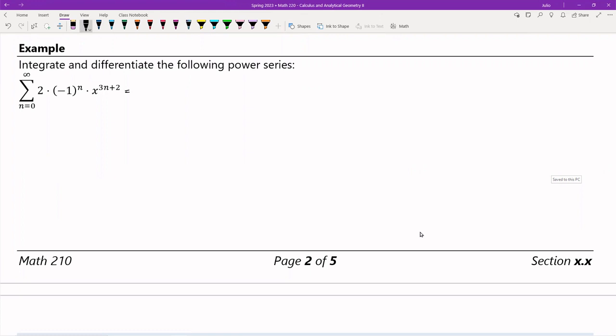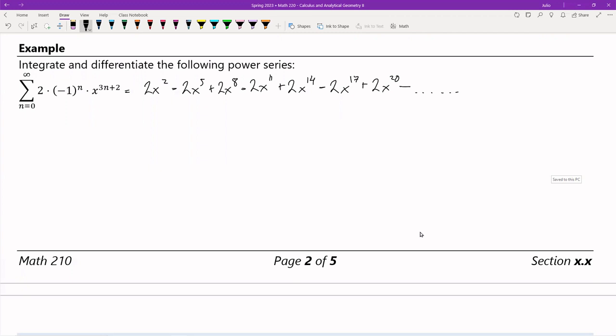So if you write these out, it's going to be 2x squared minus 2x to the fifth plus 2x to the eighth, minus 2x to the 11th plus 2x to the 14th, minus 2x to the 17th plus 2x to the 20th, and then the next one should be minus dot dot dot. It just keeps going. There's a reason why I did this. I'm going to do the term by term integration and term by term differentiation for each one of these, and you will see what's going on.